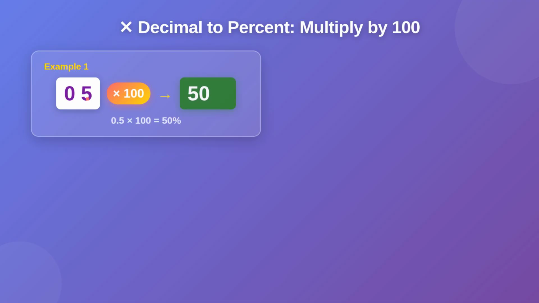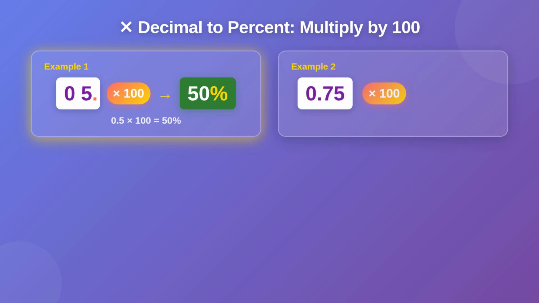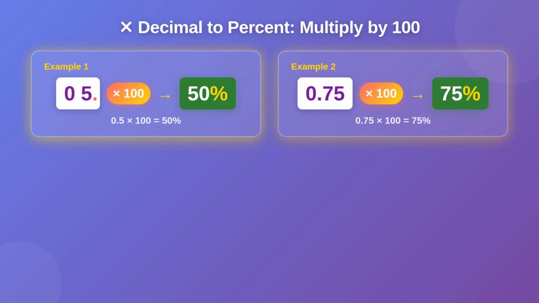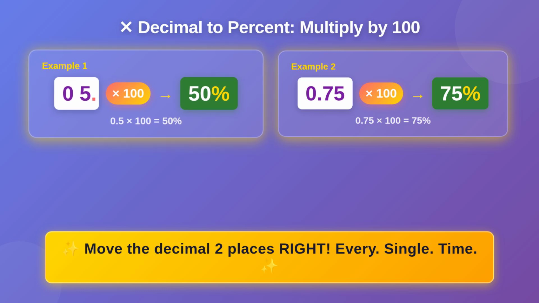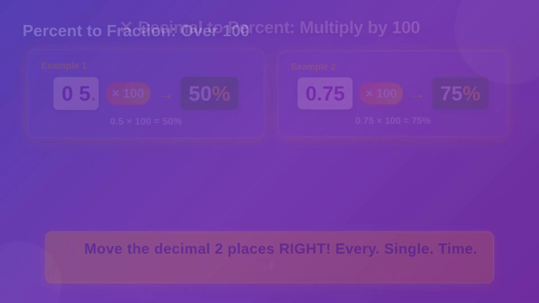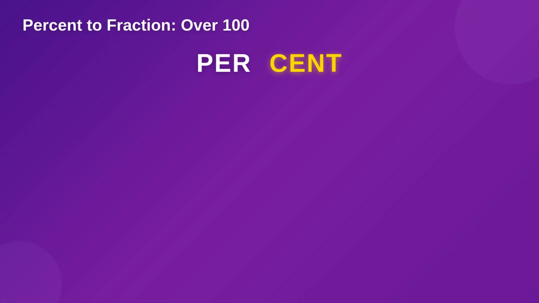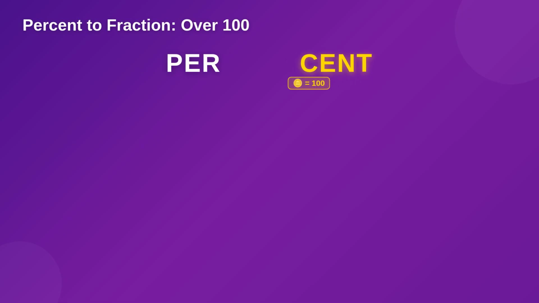Now let's go from a decimal to a percent. Ready for a super easy rule? To turn any decimal into a percent, just multiply by 100, or move the decimal point 2 places to the right. 0.5 times 100 equals 50. So 0.5 is 50%. 0.75 times 100 equals 75%. Maya loves this one because it feels like a magic trick. Slide that decimal 2 spots to the right and boom, you have your percent. Every single time.